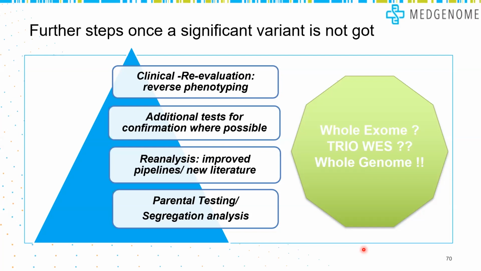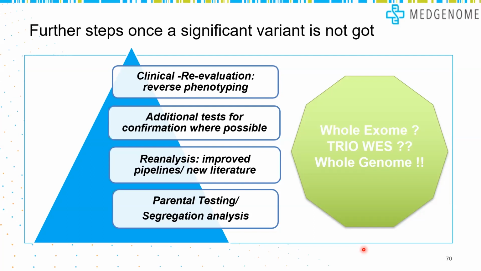So both ends are possible for a variant of uncertain significance. And as being emphasized again, parental testing, or what is called a segregation analysis, is important. Many times we feel that once we have done the parental testing, the classification should change. But segregation analysis actually means we have to do it in affected, unaffected, and other members also.